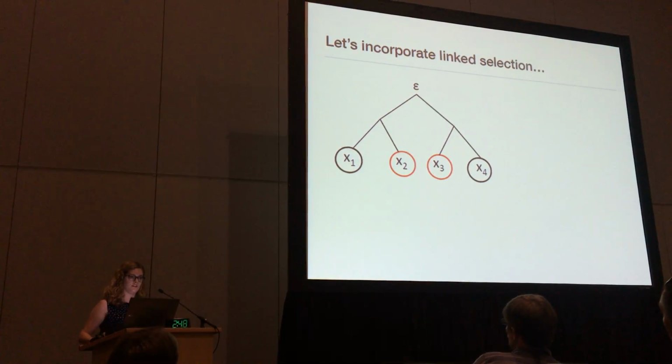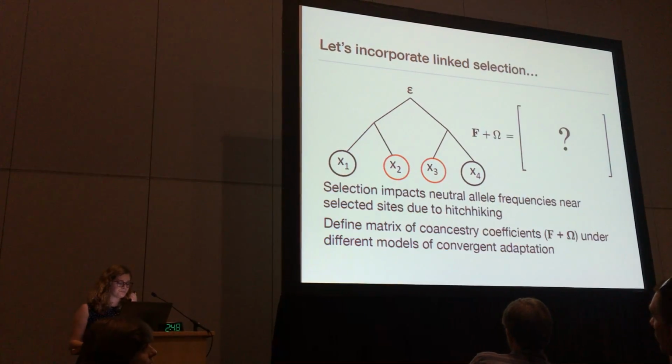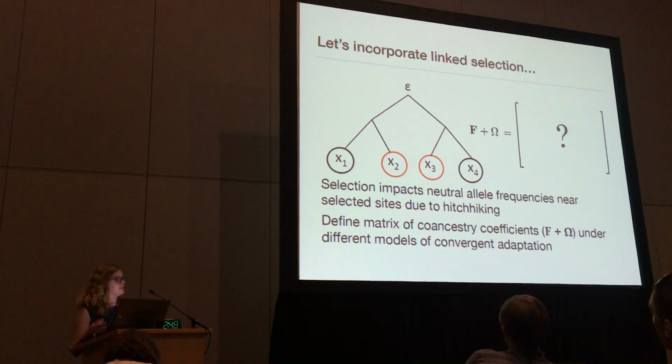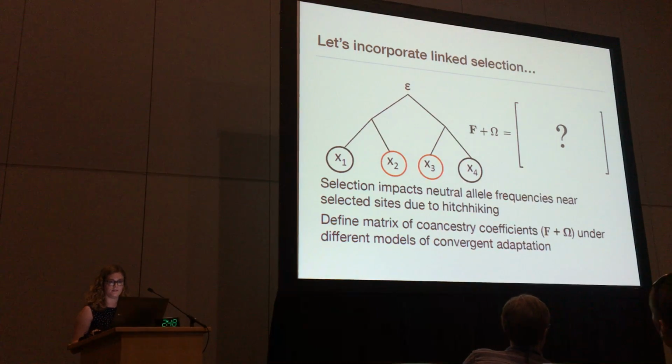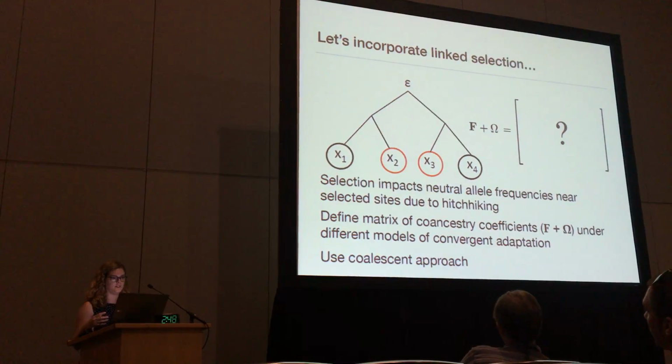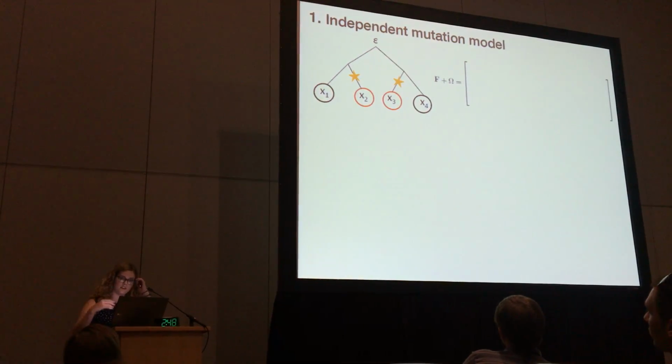Incorporating selection into this, we know that selection is changing neutral allele frequencies if they're near selected sites. And so what I'm going to do is define what these matrices of coancestry coefficients look like under various models of convergent adaptation, using this coalescent definition of pairs of lineages coalescing. And I'm just going to walk through these quickly so you can get a flavor of what these models look like.